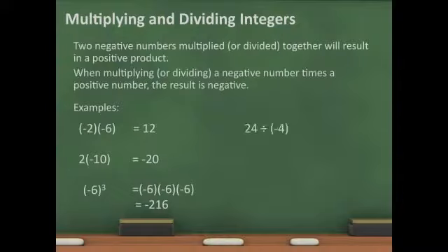24 divided by negative 4 will give us negative 6. Negative 8 divided by negative 4 is positive 2.